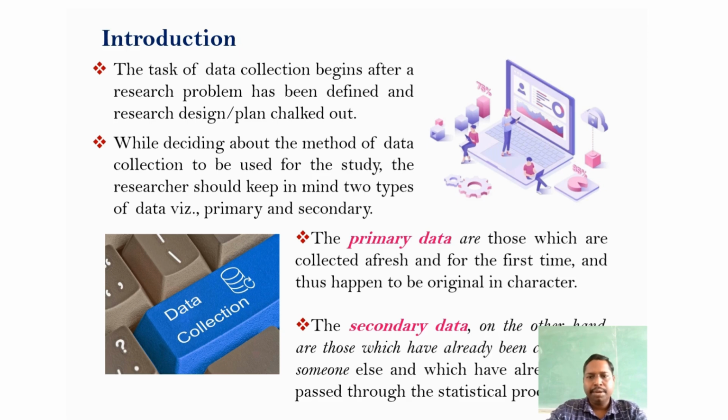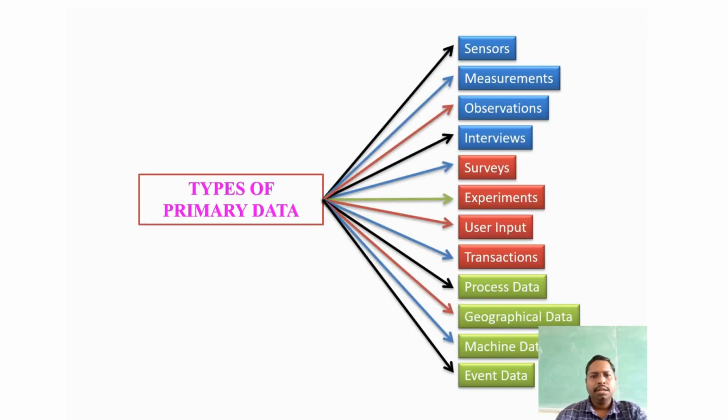To understand, primary data are those which are collected afresh and for the first time, and thus happen to be original in character. Primary data is fresh data. But secondary data is already published, or already used by others in different researches also. There are different types of primary data. Primary data can be collected through sensors, measurements, observations, interviews, surveys, experiments, and likewise geographical data, machine data, even event data. Through events also we can collect data.